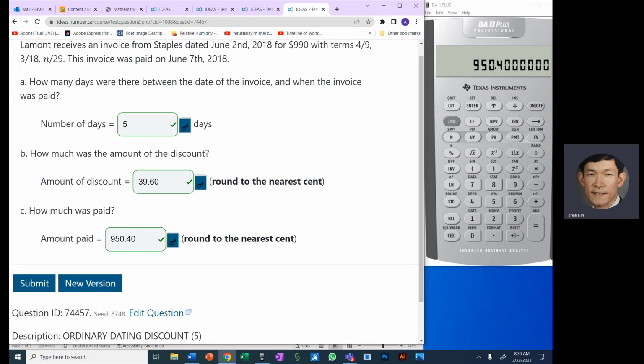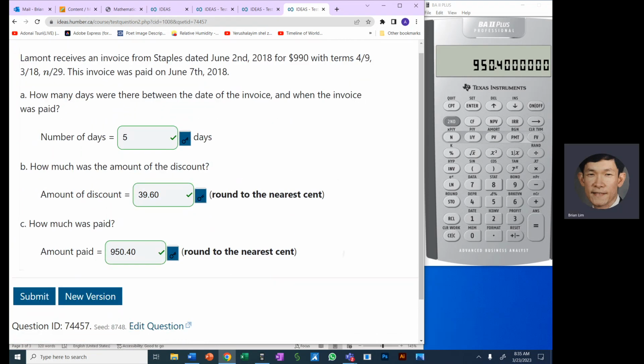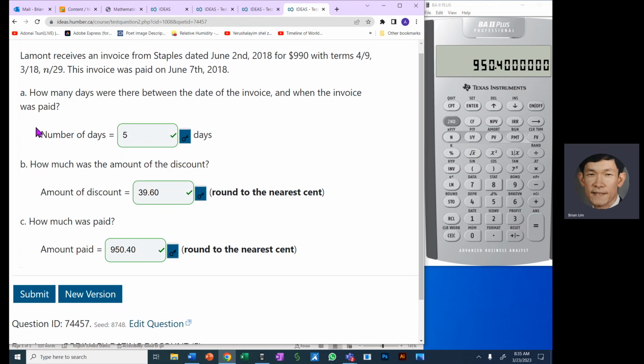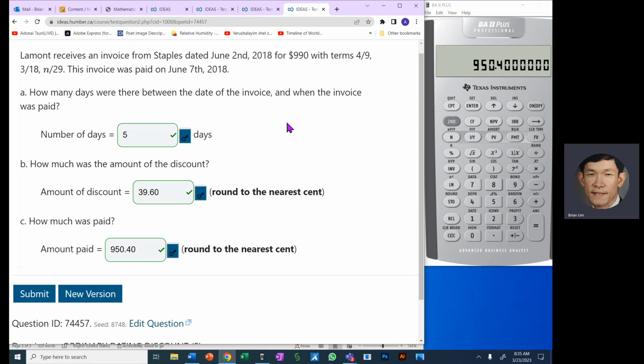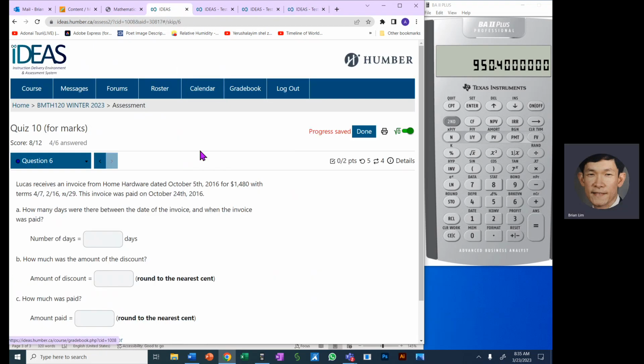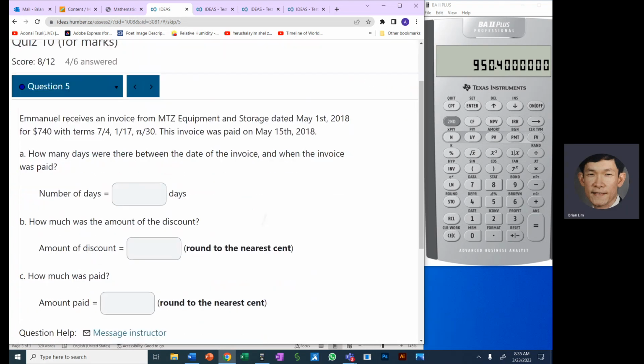All right, so there you go. That is how they're done. You find the number of days first, and then you go and calculate the amount of the discount, and then you find the amount paid. That is how it's done. Now we can try some more if you wish. We can go back in here. I guess we did question number 5. All right, so there you are.